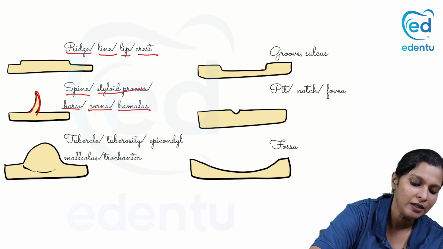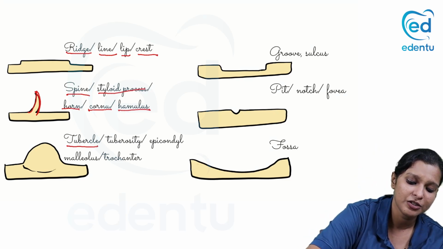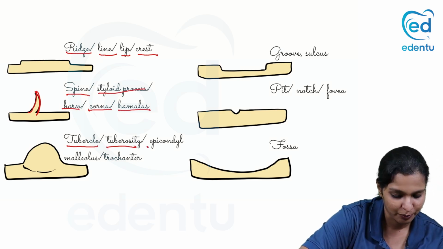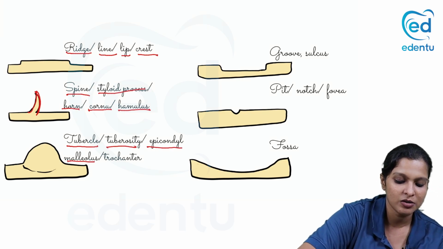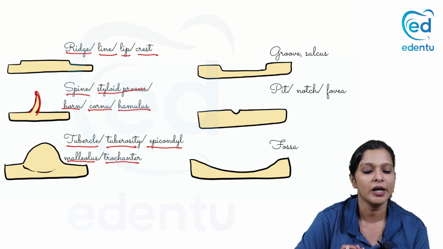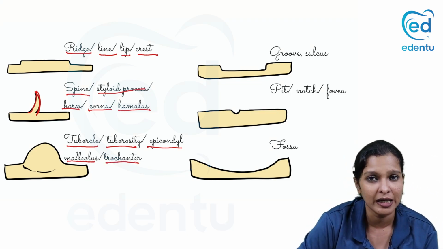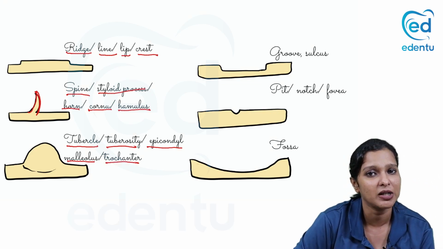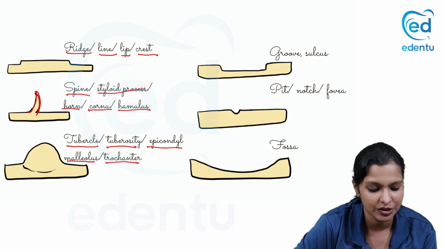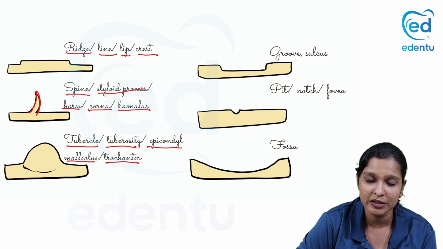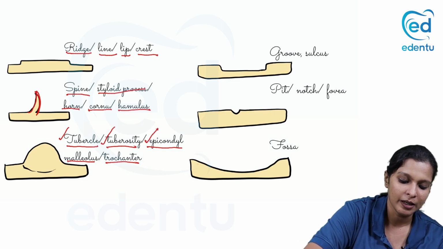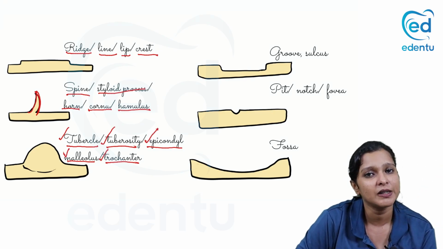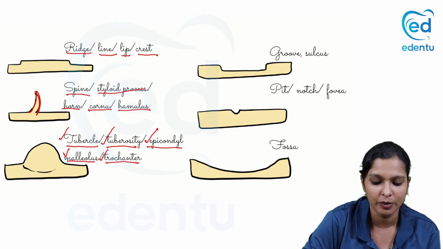The next one, a rounded bulged elevation, is called as tubercle or tuberosity or epicondyle or malleolus or trochanter. All of these are synonymous. It all means that there is a bulged or larger rounded elevation. So the various terminologies are tubercle, tuberosity, epicondyle, malleolus and trochanter. So this is the first set of terminologies related to the bone.